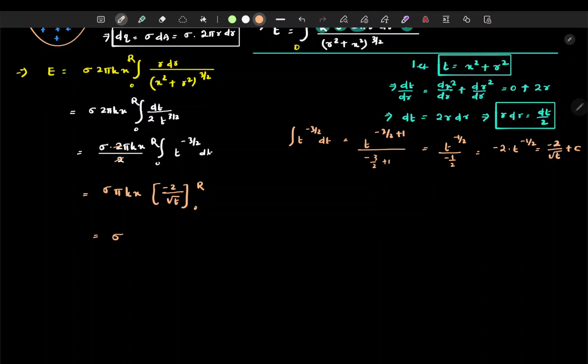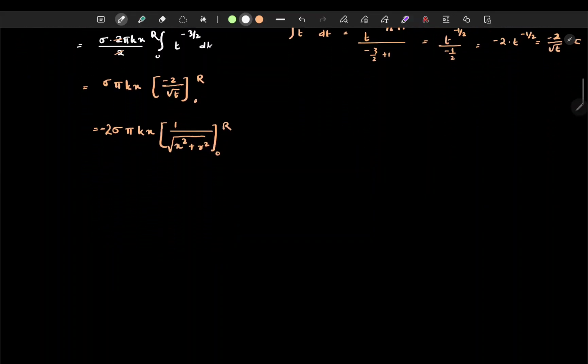Again you write sigma pi kx, minus 2 outside, so minus 2 sigma pi kx, and what remains is 1 by root over x square plus r square, limit 0 to capital R. Then you put upper limit minus lower limit, and proceed as per your previous process.